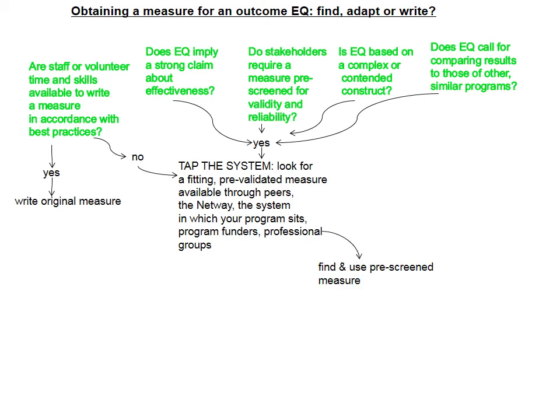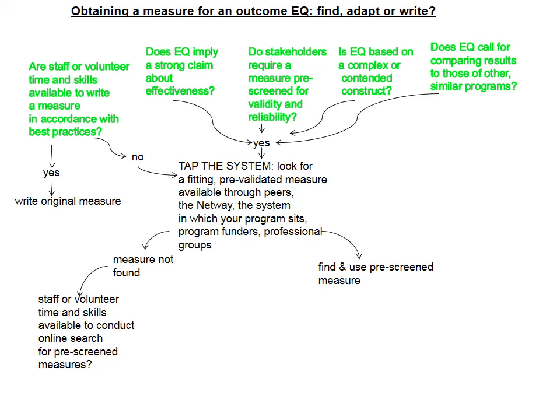So that would be the result right there. You find and use a pre-screened, oftentimes published measure, which, by the way, sometimes you actually have to pay for. So that's another feasibility concern. If you can't find a measure, and if you have staff or volunteers who can keep searching, you do that. If you don't have the staff with the time and skills to keep searching, then either you're out of luck or you call me and I'll try to help you.